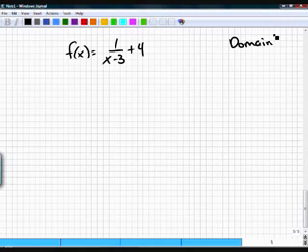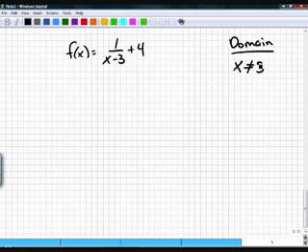If you tell me what x can be, that's fine too. But domain in this case, x cannot be 3. Can it be 4, 5, 6, 7, 8? Sure, it can be anything but 3. Makes sense. That's what I'm saying. You can say what x can be or what x can't be. In this case, x can be anything but 3.